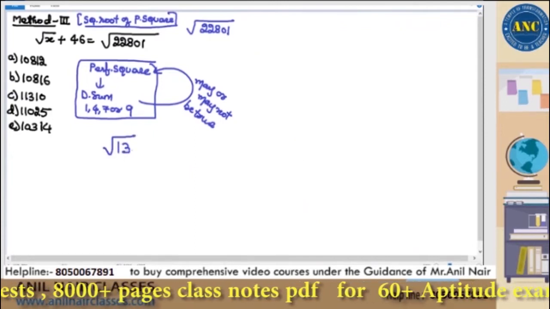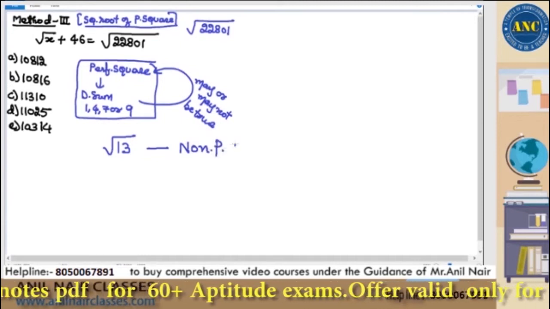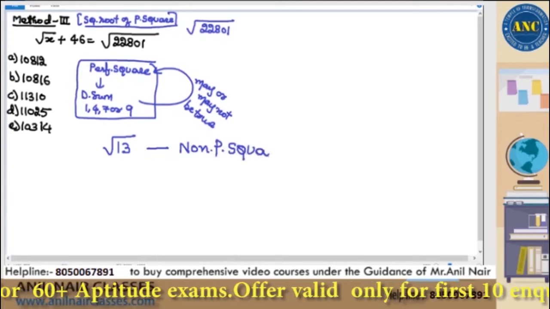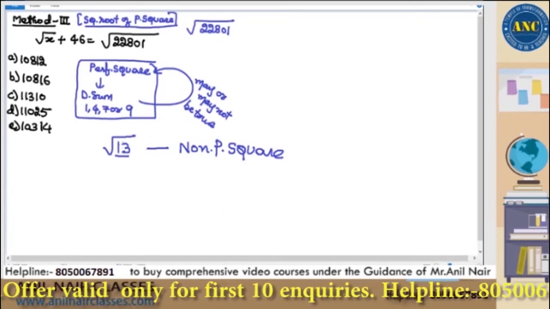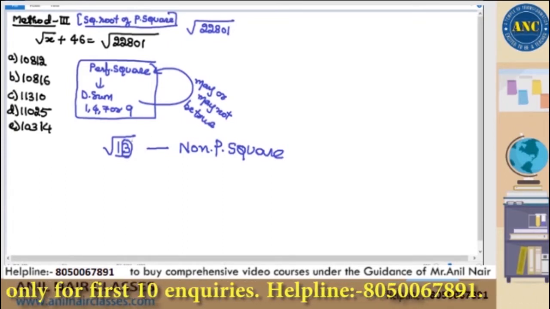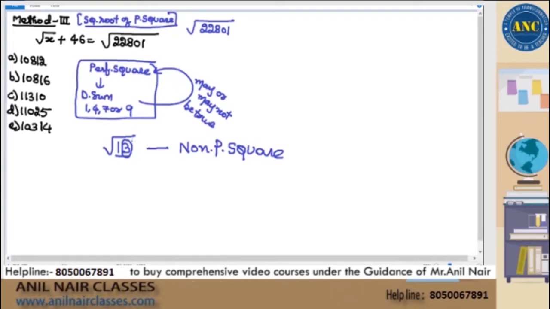Suppose it is root 13, it is a non-perfect square. Even though the digital sum of 13 is 4, a perfect square never ends with 2, 3, 7 or 8. I hope it is clear. Be very, very careful. Now, how to find the square root of a perfect square.